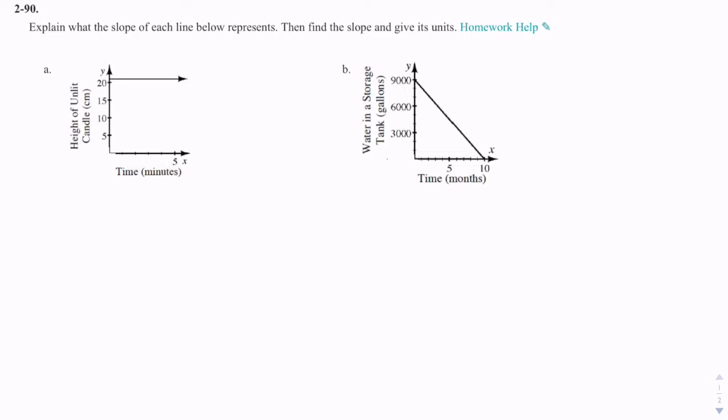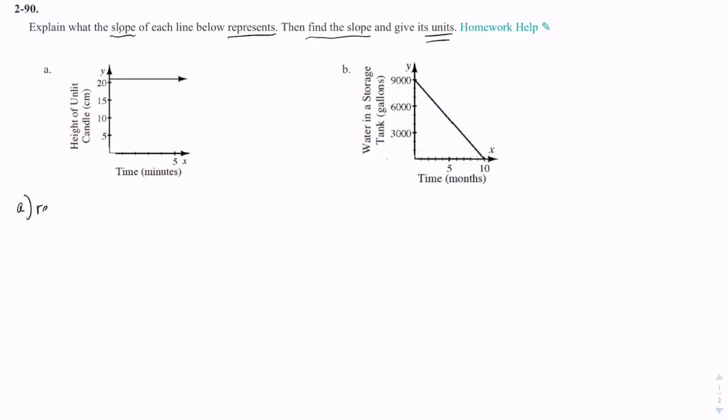This question asks us two things. It asks us what the slope represents for these graphs, and then it also asks us to find the slope and state units. So first, let's say what the slope represents.